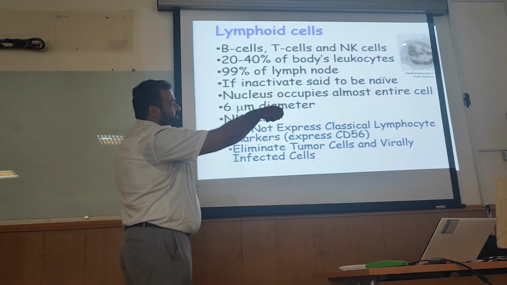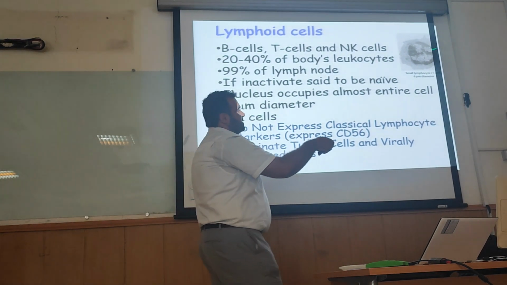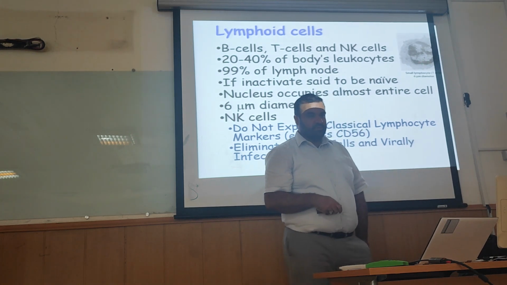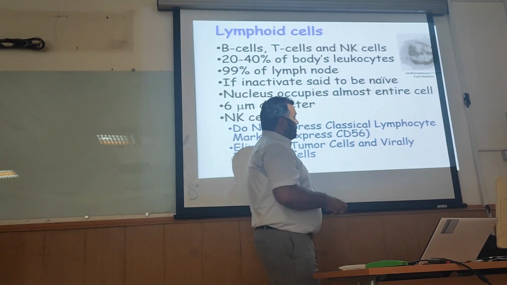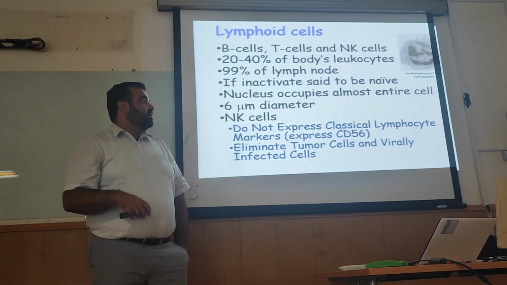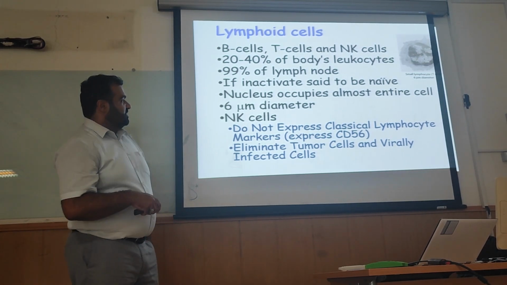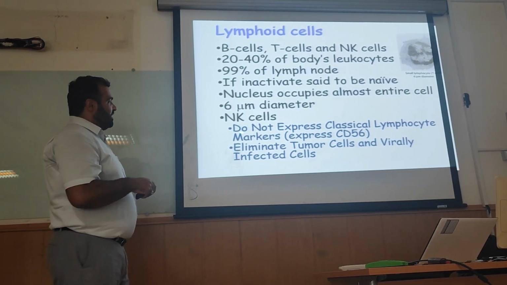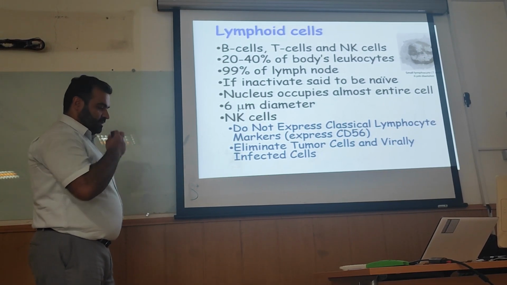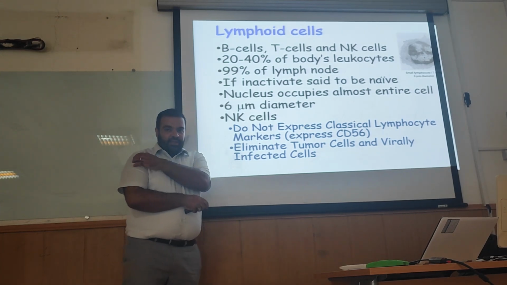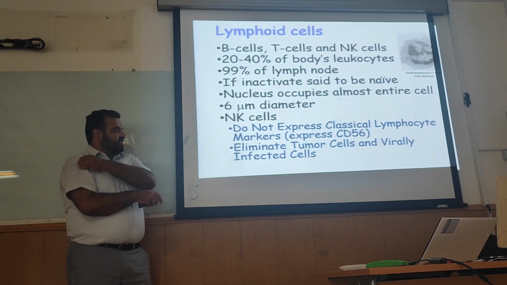So this is a single lymphocyte. It's around 6 micrometers in diameter, and the majority of it is its nucleus. So these are tiny cells compared to other immune cells, one of the smallest cells. Out of these lymphocytes, they came across some cells which do not express the classical lymphocyte marker. Instead, they express CD56.